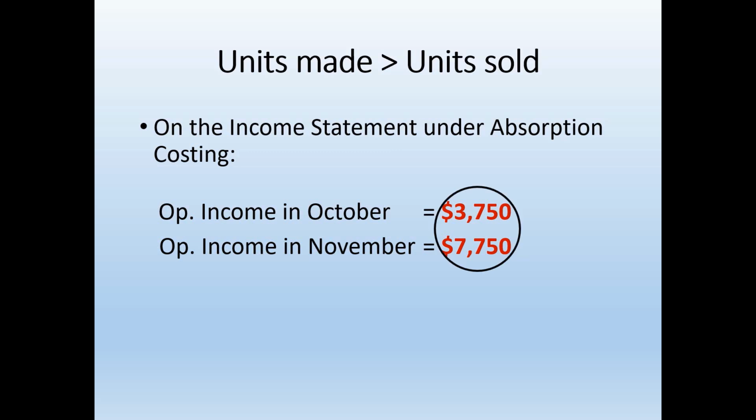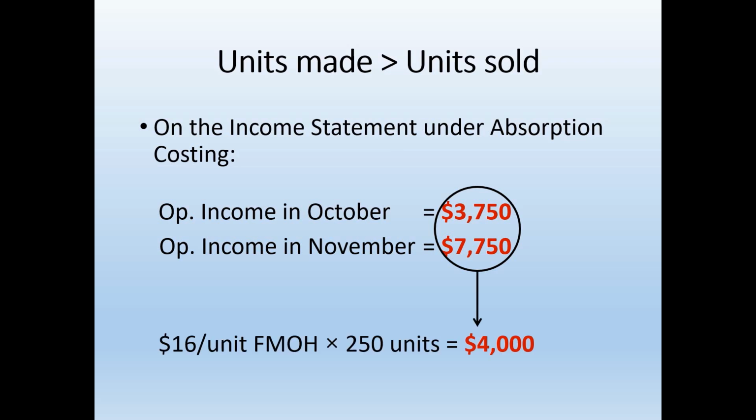That $4,000 increase in income for November didn't happen because the firm sold more units or sold the units at a higher price or reduced its variable costs. That increase in income occurred because the firm made 250 units that didn't sell, and each of those units carries $16 of allocated overhead onto the balance sheet and away from the income statement.